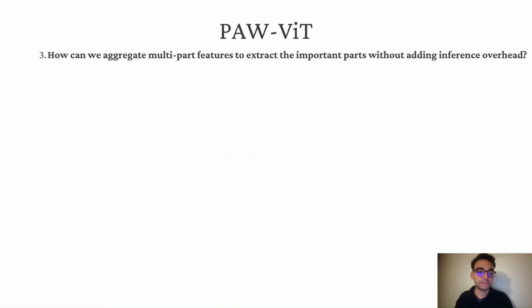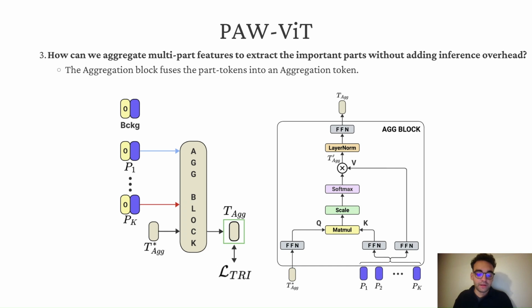And the third question is, how can we aggregate those parts into one single descriptor while extracting the most important parts? We do that by passing the part tokens through an aggregation block that fuses the tokens into an aggregation token. Notice that here we do not use the background token. This is a way for us to suppress the influence of the background. This aggregation block is basically based on a cross-attention mechanism.